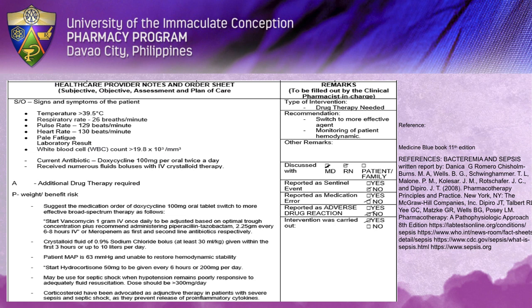Crystalloid fluid of 0.9% sodium chloride bolus given within the first 3 hours or up to 10 liters per day. Patient MAP is 63 millimeters of mercury and unable to restore hemodynamic stability. So we're suggesting starting hydrocortisone 50 mg to be given every 6 hours or 200 mg per day. Corticosteroids have been advocated as adjunctive therapy in patients with severe sepsis and septic shock, as they prevent release of pro-inflammatory cytokines.